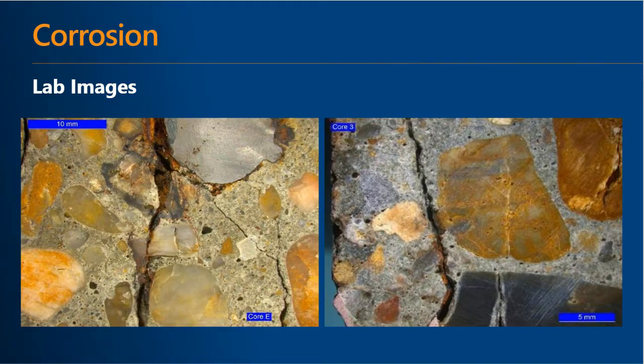So this is what it may look like under the microscope to see some of that red-brown rust scale, either along the embedded reinforcement or along the cracks that may start forming as well.